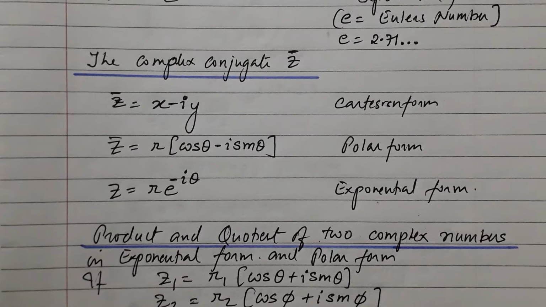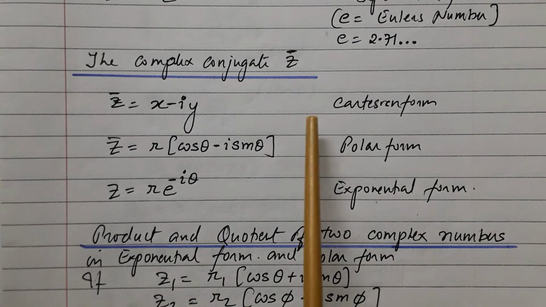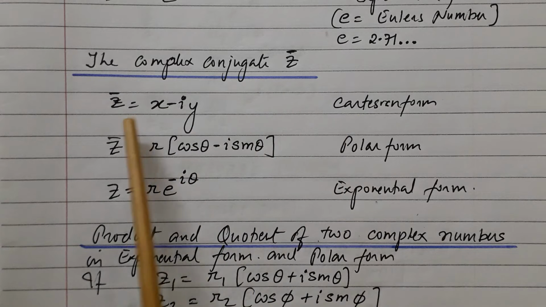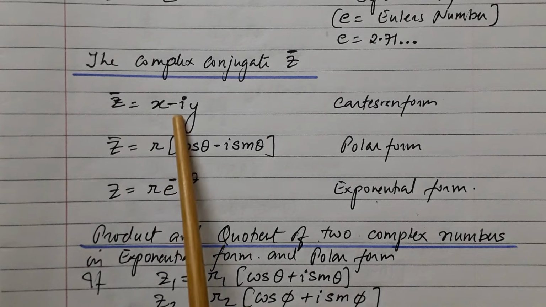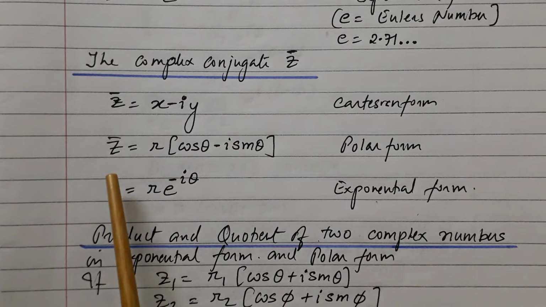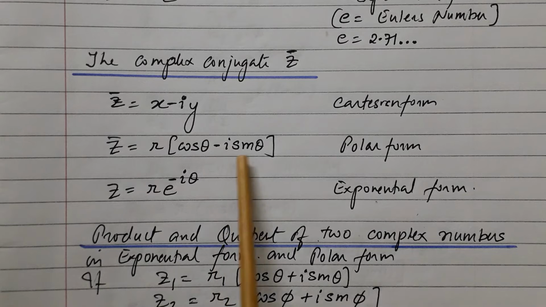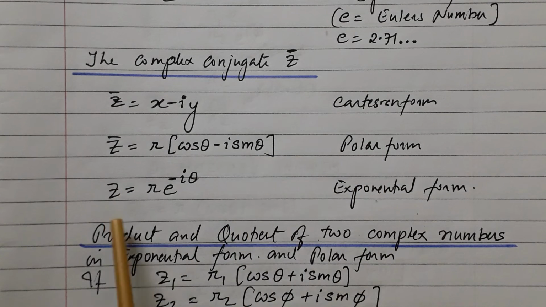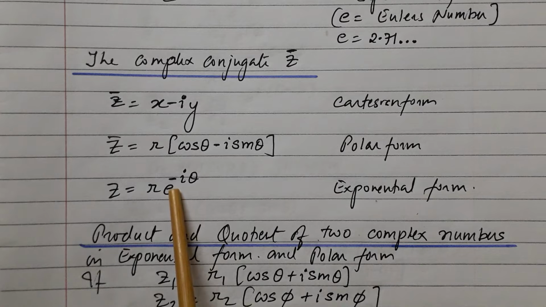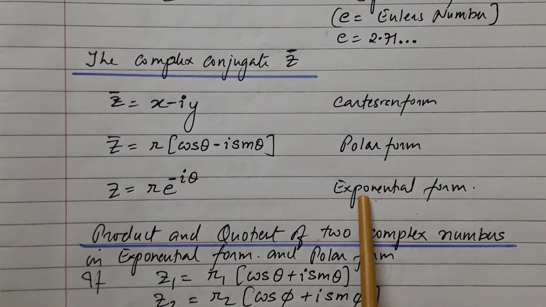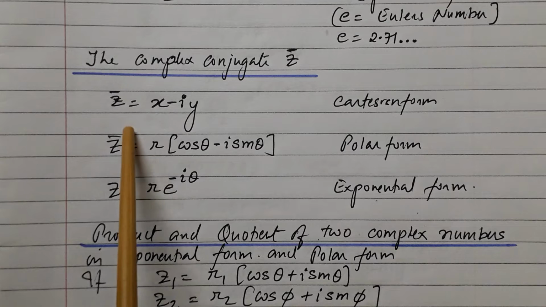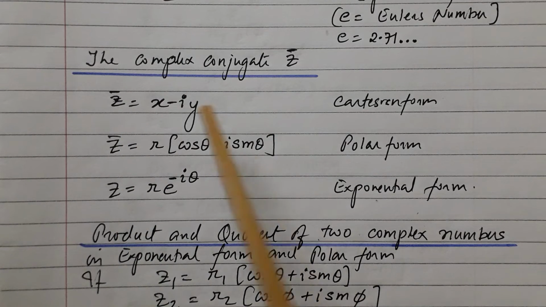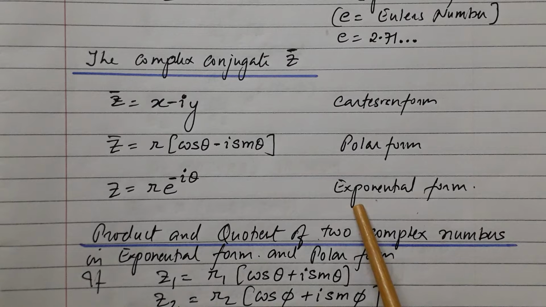Now, let us see the conjugate of the number. So the conjugate of the number z is equal to x plus iy will be z is equal to x minus iy. In the polar form, it is r (cos theta minus i sin theta), and in the exponential form, it is z is equal to r e raised to minus i theta. So we have seen the number z is equal to x plus iy in all the three forms, and its conjugate x minus iy in all the three forms.